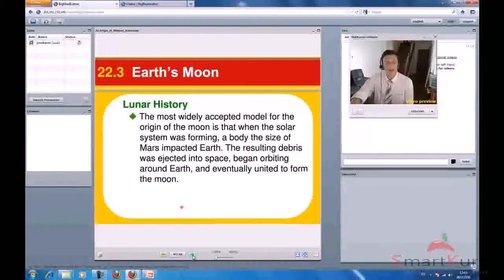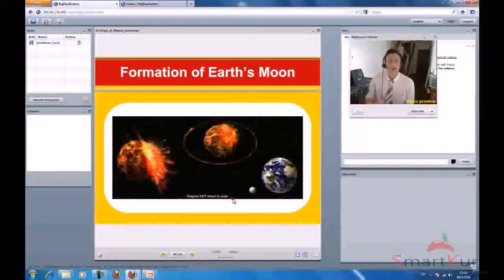As for the history of the moon, people have tried to guess for many, many years why the moon is there in the first place. Why does the Earth have a moon? The most widely accepted model for the origin of the moon is that when the solar system was forming, a body about the size of Mars impacted the Earth. This would have been about 4.5 billion years ago, before there was any life on Earth, in the very early days of the planet.